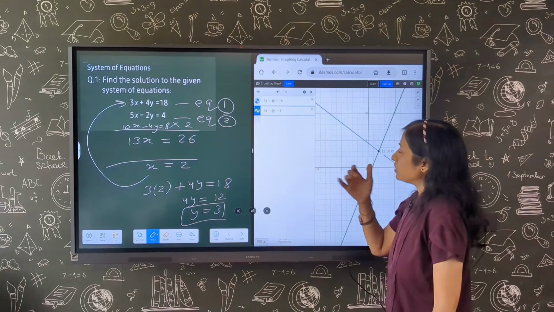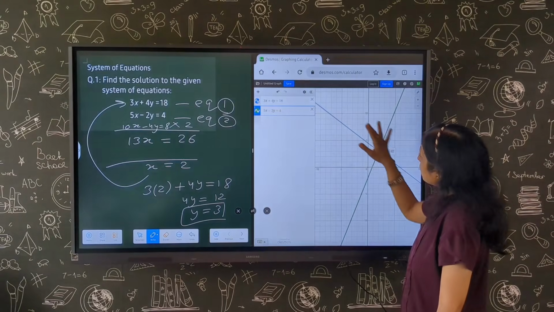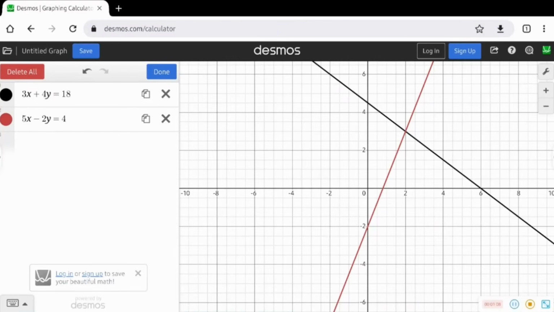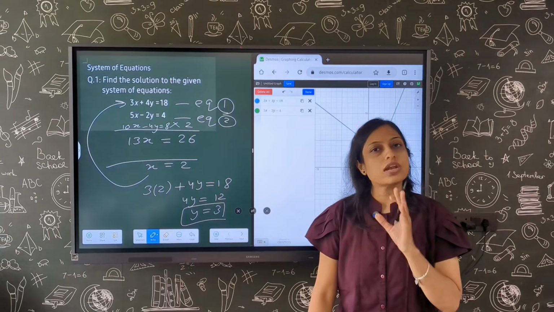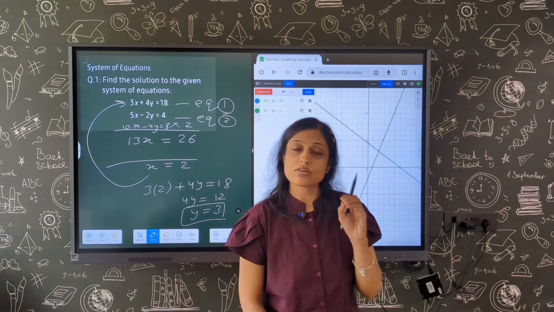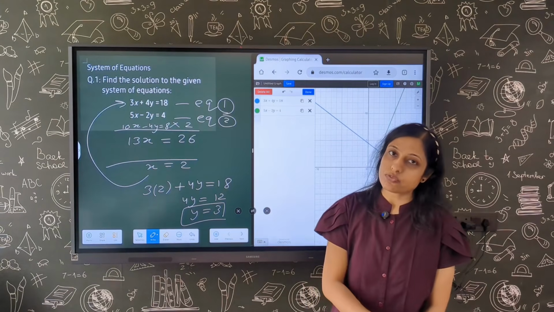Now notice one thing here. The moment you enter the general equation, we get the graph for the equation. But in the settings, there is no table. Now what is the table? The table basically provides the values of input and output. So during the exam, if you want particular input and output values, make sure to enter the equation in input-output form.